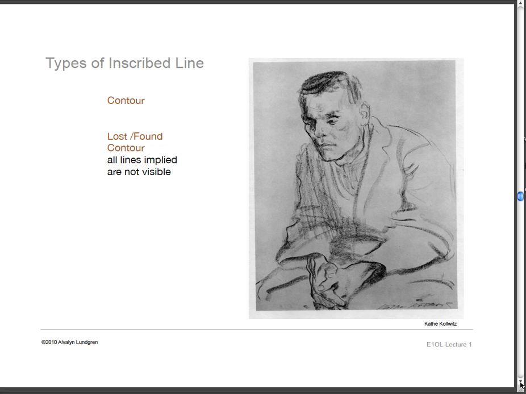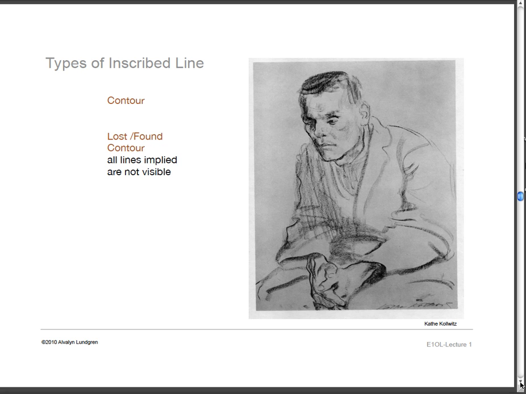Types of inscribed line. We use inscribed line in two different ways. We use it as contour and we use it as gesture. Contour line describes edges. It indicates, okay, here's the edge of this shape or here's the edge of this form. And within contour line, we can have what we call lost and found contours, where we have implied connections and implied lines that actually function as the edge of a shape.